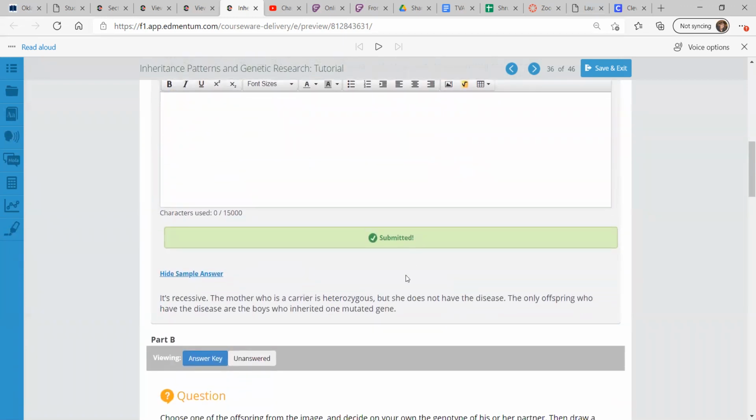So we say that is recessive. The mother who is a carrier is heterozygous. Heterozygous means a carrier, but she does not have the disease. So she has it, but she does not have the disease. She's just a carrier. That's recessive. The only offspring who have the disease are the boys who inherited one mutated gene.